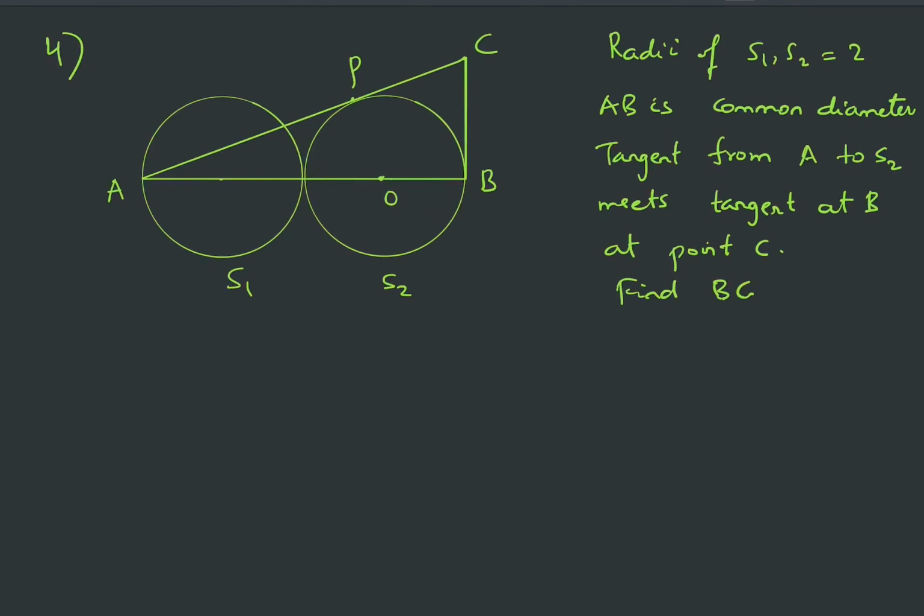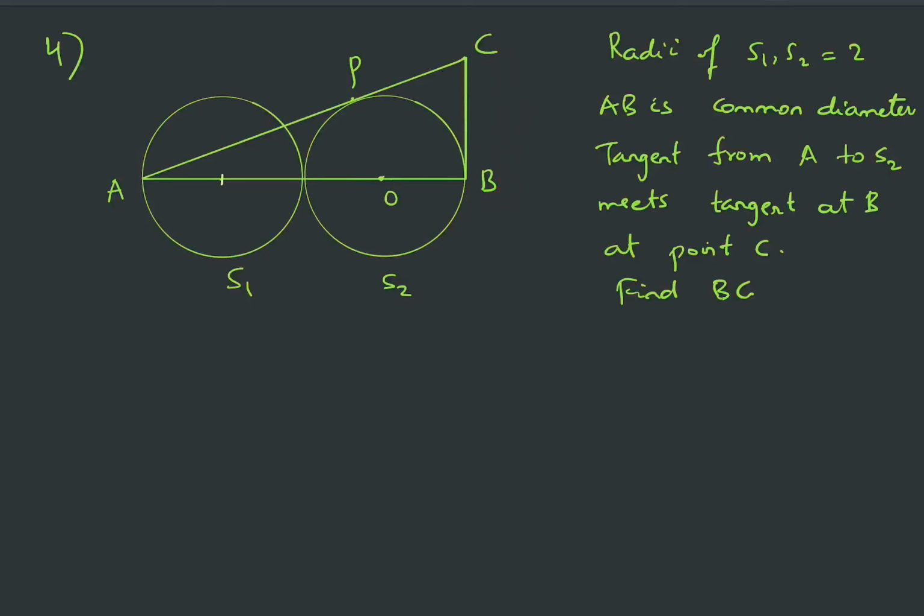Yes, so here it is given that the radii of two circles S1 and S2 are equal to 2. AB is the common diameter, fine, and tangents from A to this circle S2, so AP is a tangent, and this BC is tangent to this circle S2 at point B. So these two tangents meet at C. You need to find the length of BC.